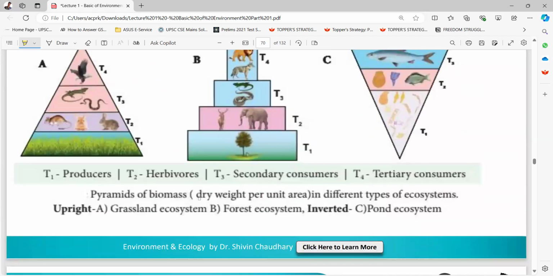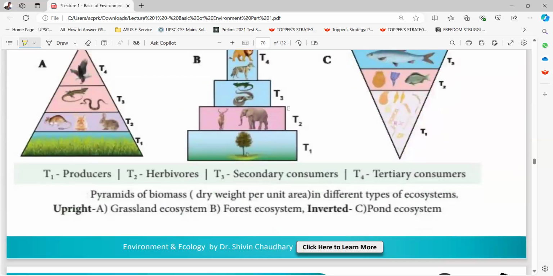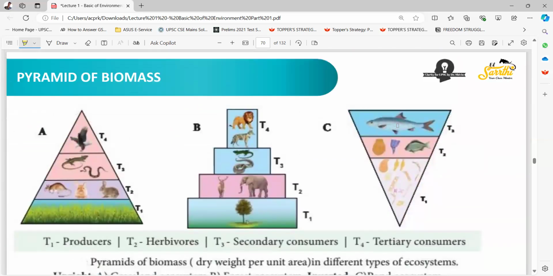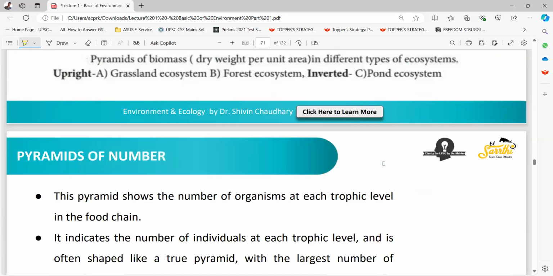Pyramids of biomass: dry weight per unit area in different types of ecosystem. A is upright, it is the grassland ecosystem. B is shown as the forest ecosystem, which is also upright, and C is inverted, which is the pond ecosystem.